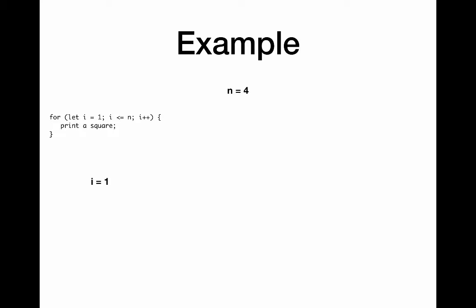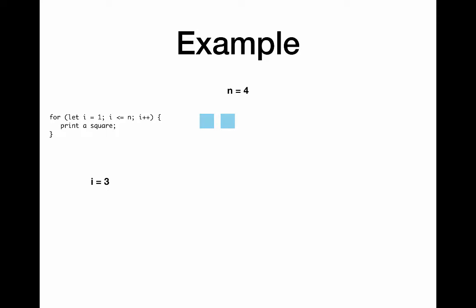So n is still 4 in our example. The loop will start i at 1. When i is 1, 1 is less than or equal to 4, so we jump into the loop and we print a square. At the end of the loop, as we know, our progress towards termination executes, in this case i plus plus, and so i will go up to 2. Then once again we go into the loop and print a second square. i plus plus at the end of the loop, i goes up to 3.